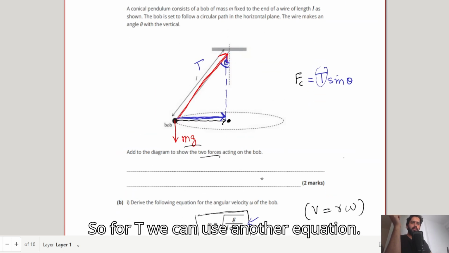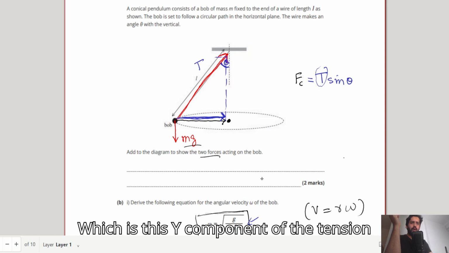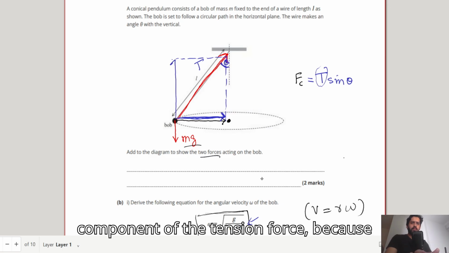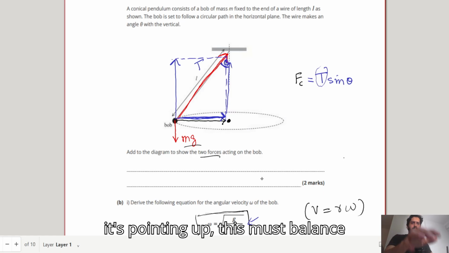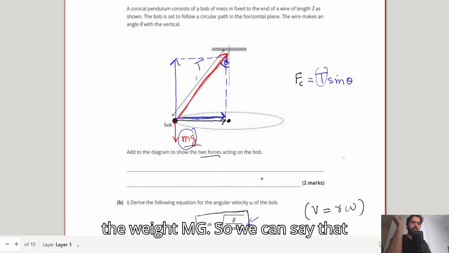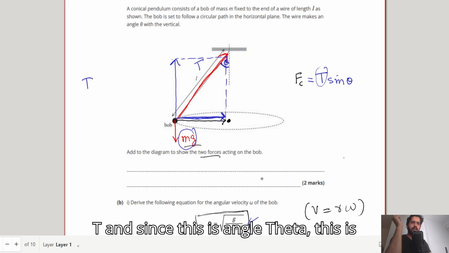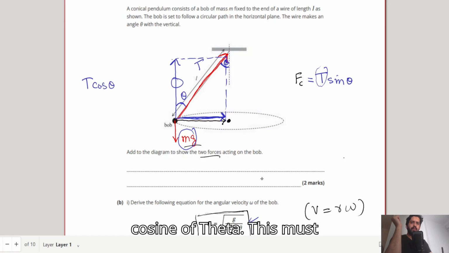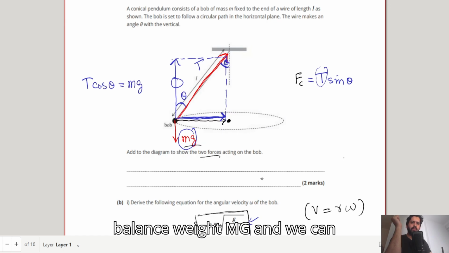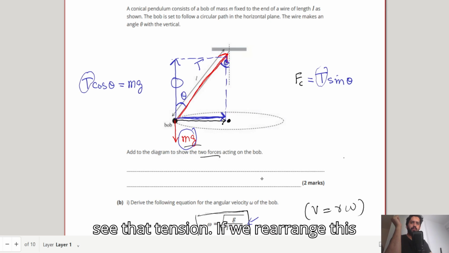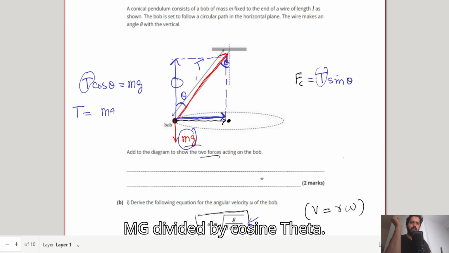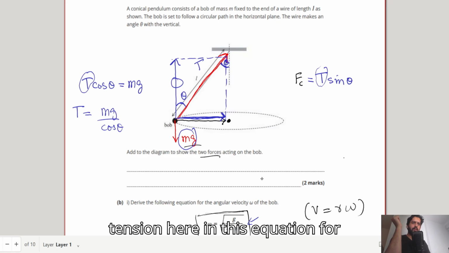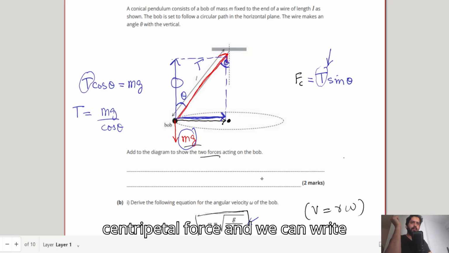So for t, we can use another equation, which is the y component of the tension force. Because it's pointing up, this must balance the weight mg. So since this is angle theta, this is also angle theta, so this component is t cosine of theta. This must balance weight mg. And if we rearrange this equation for tension, tension must be mg divided by cosine theta. So we can substitute this equation for tension here in the equation for centripetal force.